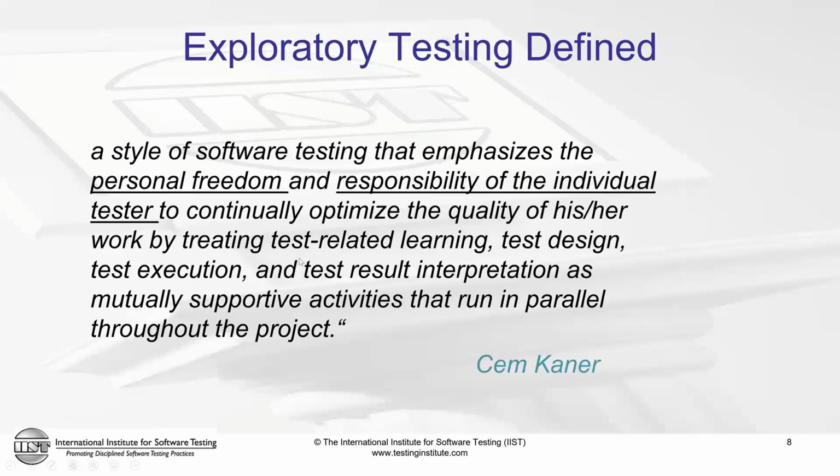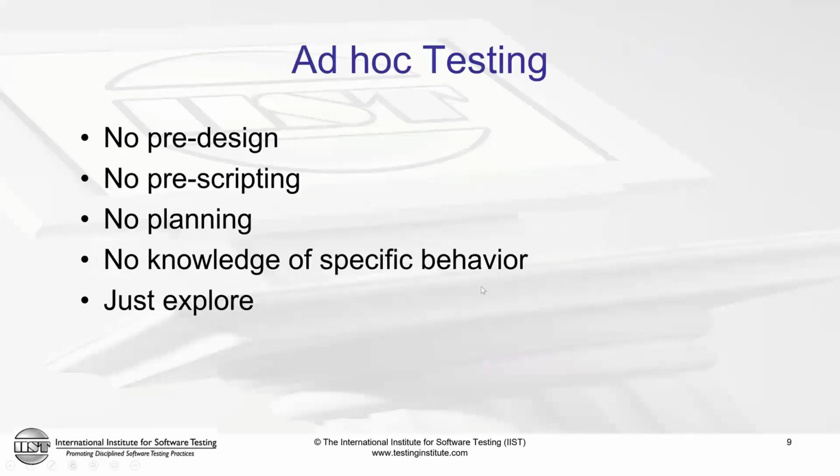So treating the test-related learning, because in exploratory testing we're supposed to learn from the tests we run. We learn and then we test more. And the test design activities, the test execution, and how you interpret the results, putting all those together, as Kim Kainer says here, are mutually supportive activities that are done in parallel. So you're really doing everything in parallel. That's why I took that part from Kim's definition in order to develop my own exploratory testing process.